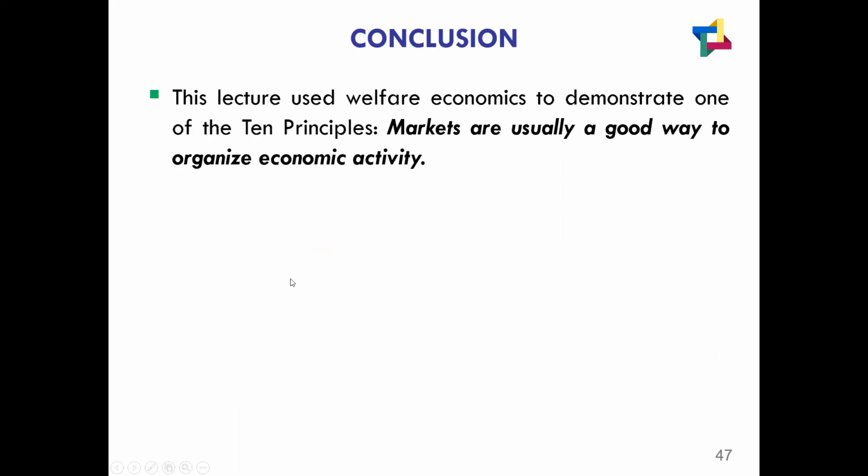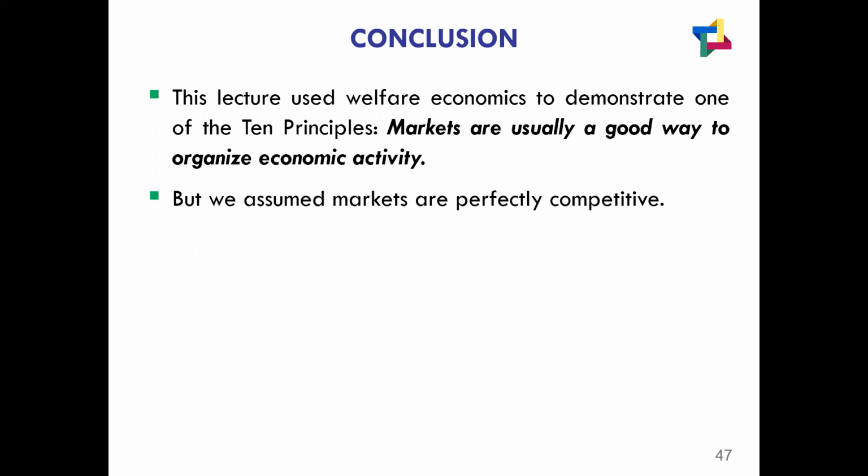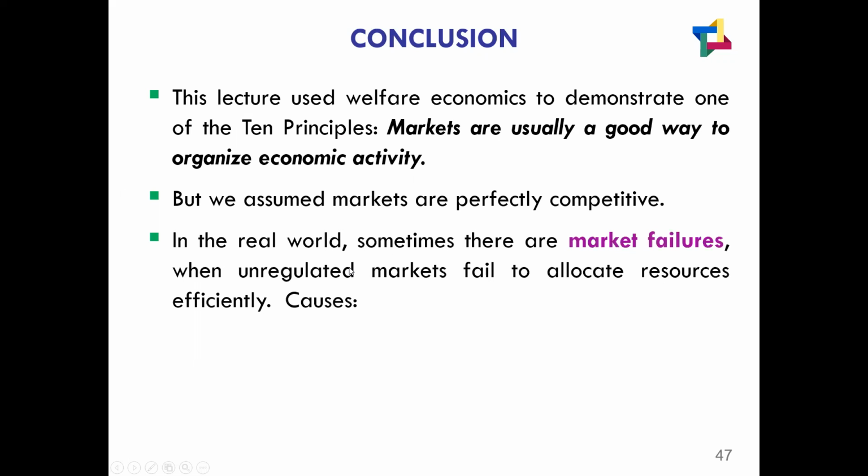And so, in conclusion, this lecture used welfare economics to demonstrate one of the 10 principles of economics, which said that markets are usually a good way of organizing economic activity. But we assume that markets are perfectly competitive. In the real world, sometimes there are market failures, that is, the inability of the market to allocate resources efficiently. So when unregulated markets fail to allocate resources efficiently, we say that the market is experiencing a market failure. And there are many causes.